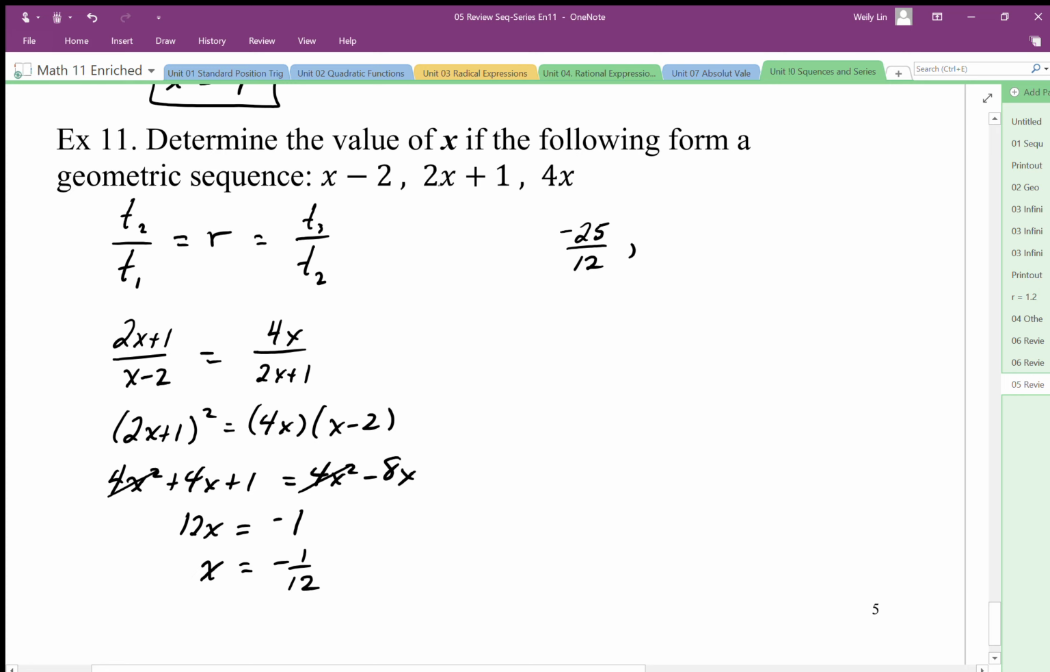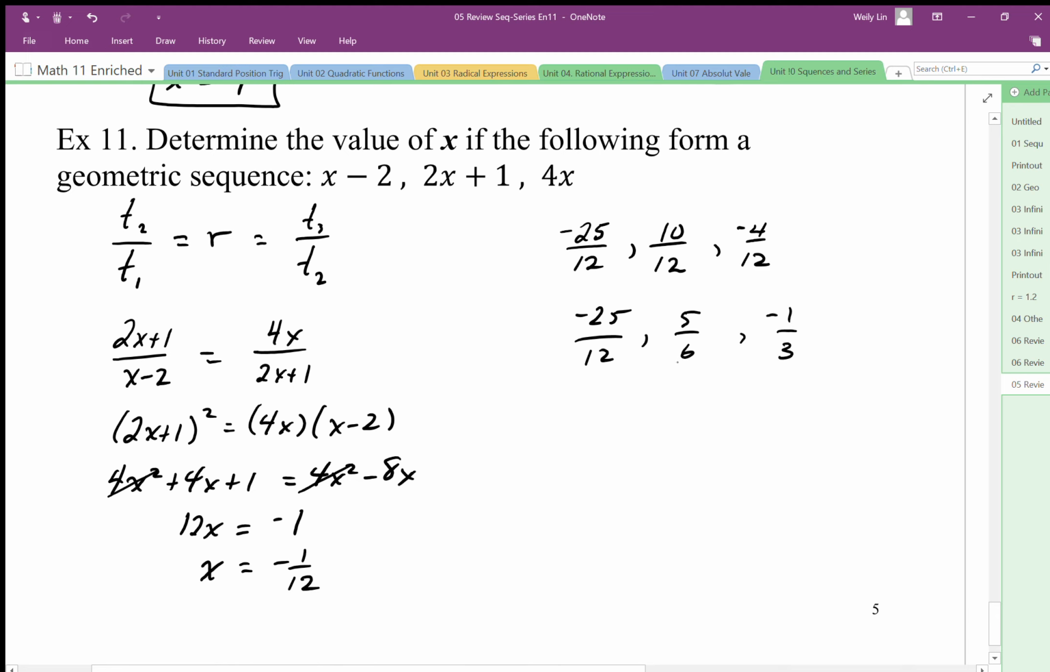Then 2x plus 1 is negative 2 over 12 plus 12 over 12, which is going to give me 10 over 12. Okay, and then the last one is going to be 4x, which is negative 4 over 12. So I'm just going to simplify this. This simplifies to 5 over 6. And this simplifies to negative 1 over 3.